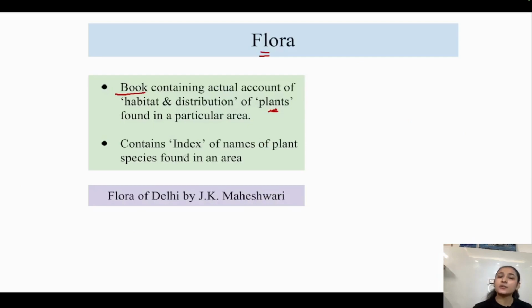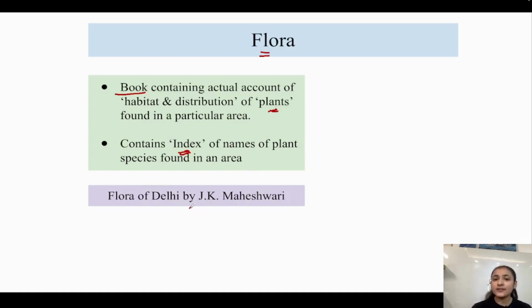But floras are exclusively for plants, and flora represents a book which contains the actual account, okay, the information on the habitat of the plants and how are they distributed in a particular area. For a particular area, all the plants are present. The information on that plant, their habitat and their distribution, all the information around their habitat and distribution is present in the flora of all the plants that are found in a particular area.